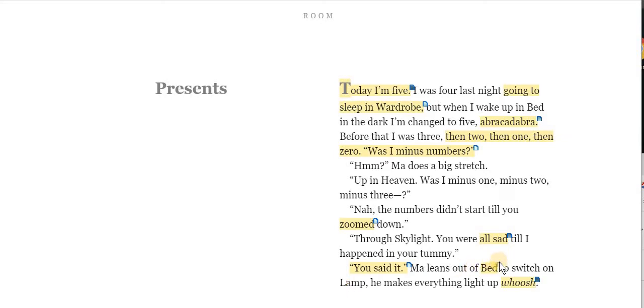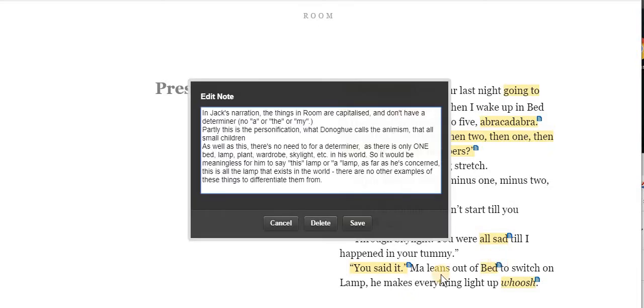Now, at this point, I don't think this is conventional for small children. I think something else is going on. So I want to look at this in a little bit of detail. Things in Room are capitalized and they don't have a determiner. So this capitalization of Bed and Lamp and not saying the, one thing it does, it personifies these objects. Donoghue, I think in the interview, called this a kind of animism. And I thought that that description is useful, really.